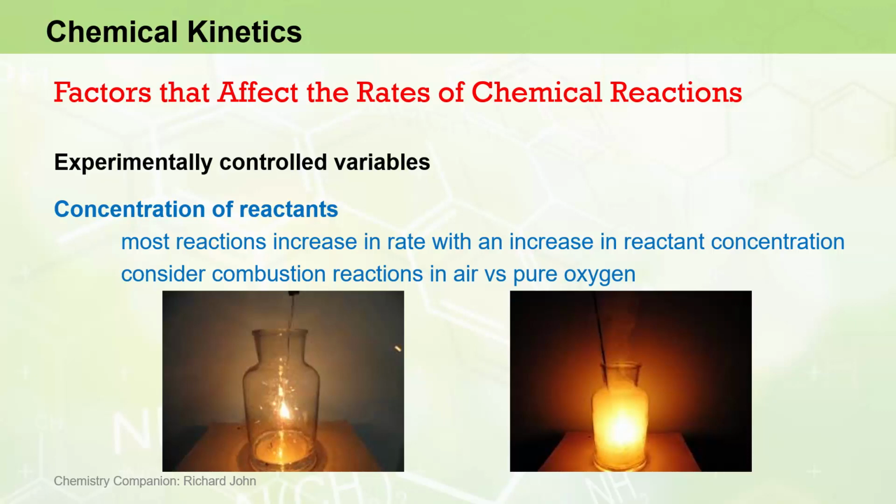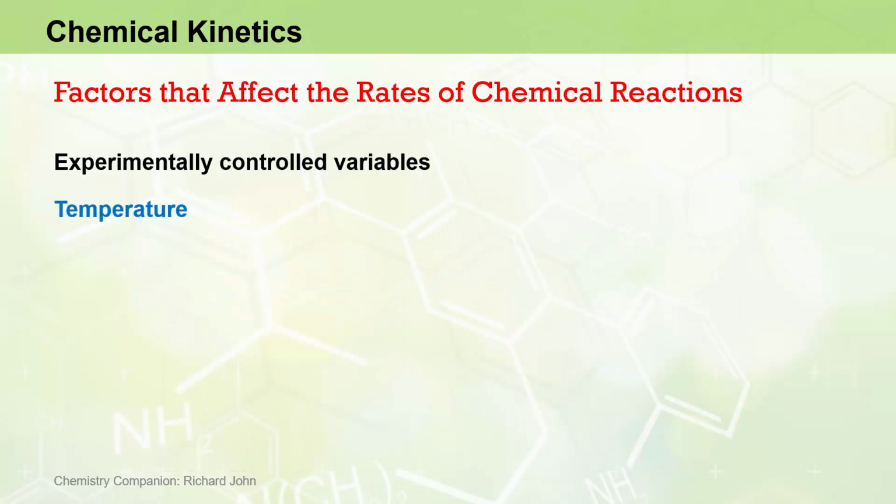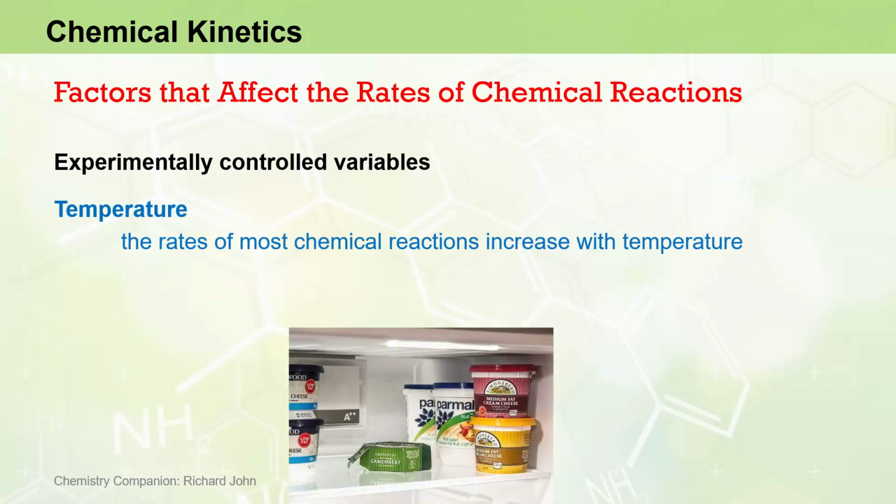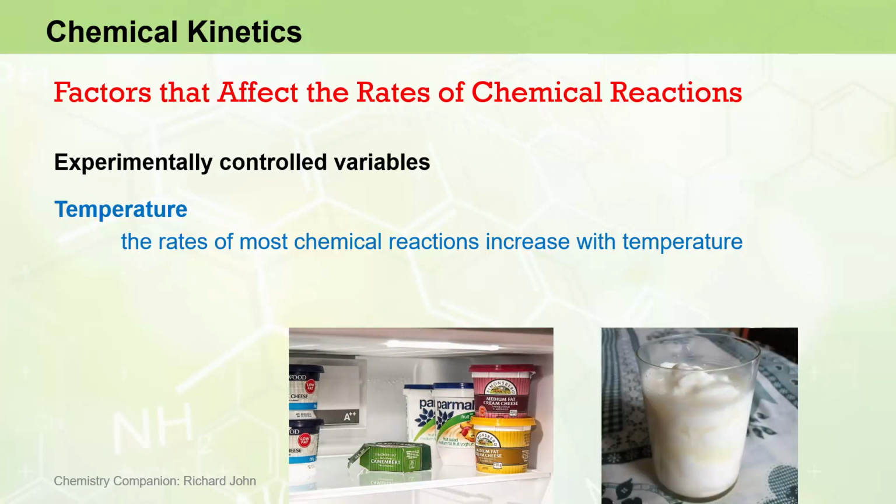rate of reaction. A third experimental variable that is readily controlled is temperature. The rates of most chemical reactions increase as we increase the temperature. This is why we place dairy products in the refrigerator. The biochemical reactions of bacteria that lead to the spoiling of milk occur at a slower rate at lower temperatures.